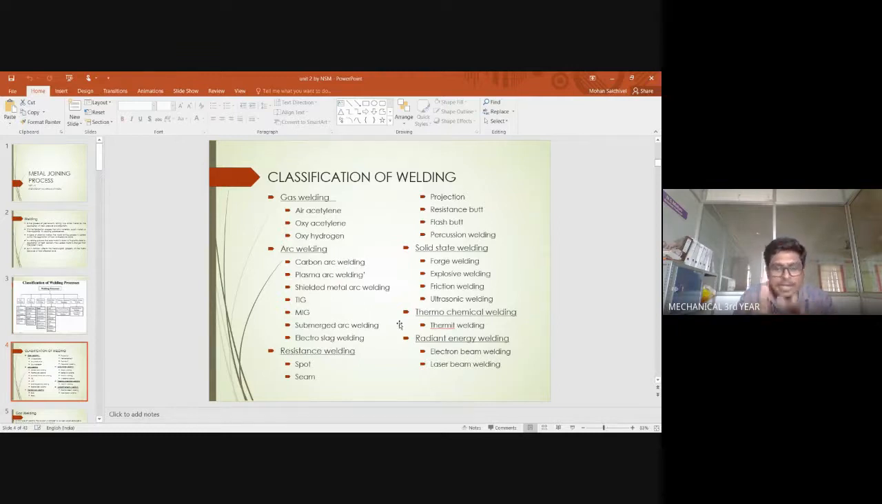Okay, so other than this, we have some other advanced methods also. But this is the basic thing that we are going to see in this particular unit, that is unit number 2, metal joining process. Okay, let us move on to the next slide.